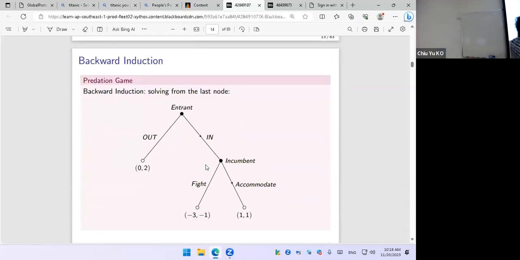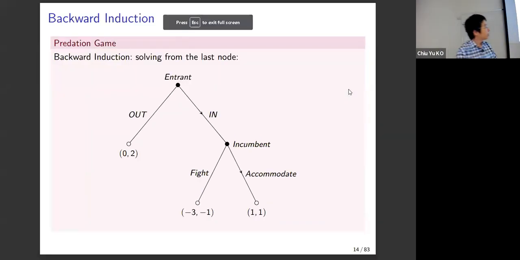So this is our prediction. What we call backward induction, for those who do operations research, is a very well-known concept, which means that you try to look at things from the end. Backward induction looks at the last period, the last one to move. What is the optimal choice? If the incumbent looks at fight or accommodate, of course, accommodate.